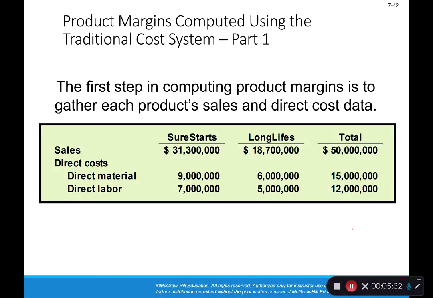Under traditional costing, the way we would compute our product margins is very similar, but there are some differences. So we would start with sales for each of our products, but for direct costs, we only include direct materials and direct labor. Shipping costs would be a selling and administrative cost that would be expensed in the period in which it's used. It wouldn't be allocated to individual products.